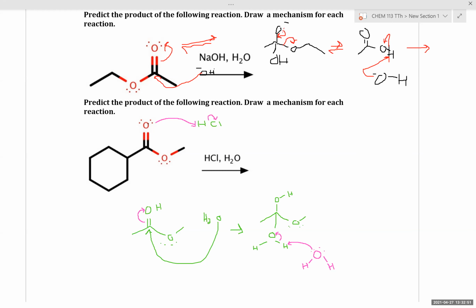Now, we eventually want to kick out this ester side chain. So how do we activate that side chain as a leaving group? We protonate it. Exactly right.